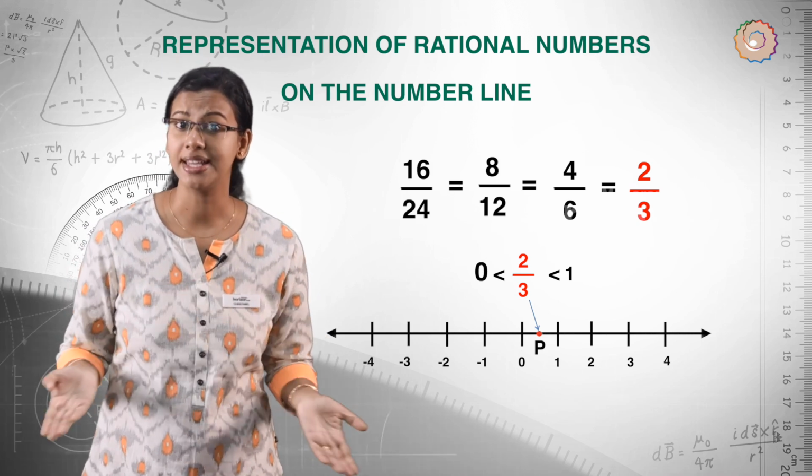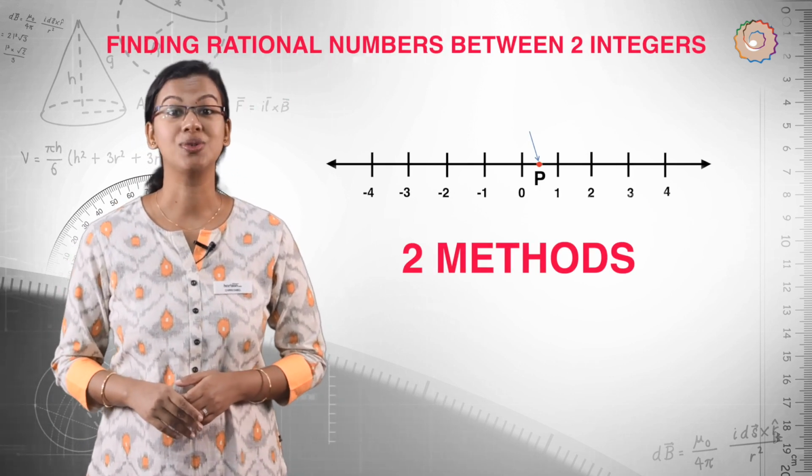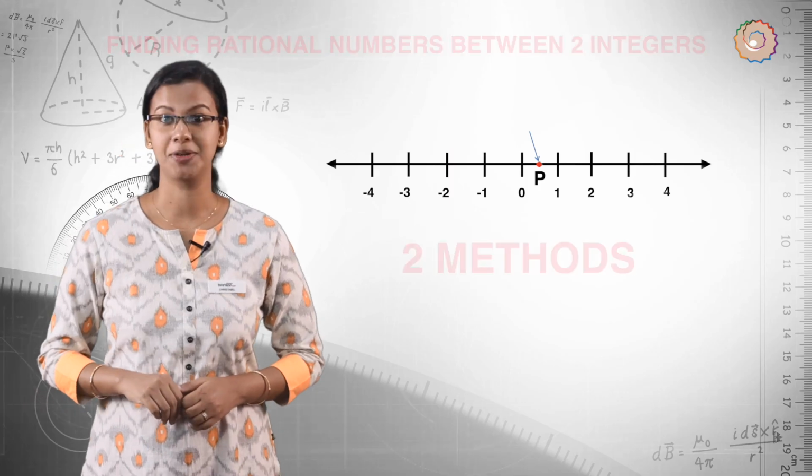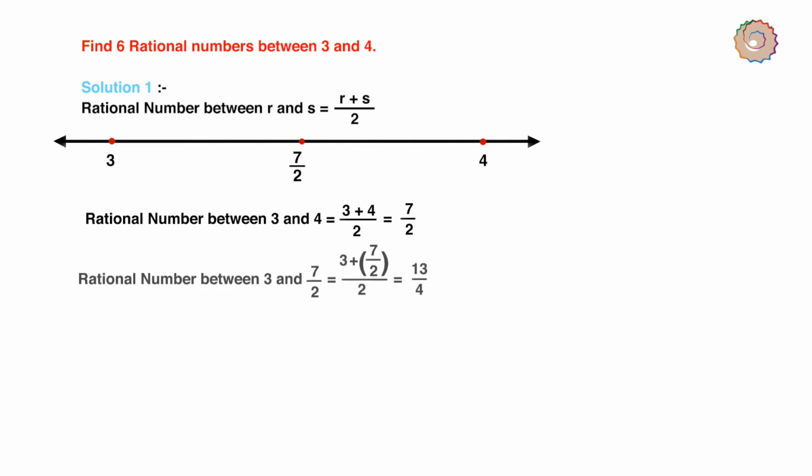Similarly, we can find many rational numbers between any two integers, and that is by using two methods. Let's see an example. Find 6 rational numbers between 3 and 4. For any two numbers r and s, to find a rational number between them, we need to just find the average, which is r plus s whole divided by 2. So between 3 and 4, we can write it as 3 plus 4 whole divided by 2, which is 7 by 2. Next, we can find a rational number between 3 and 7 by 2.